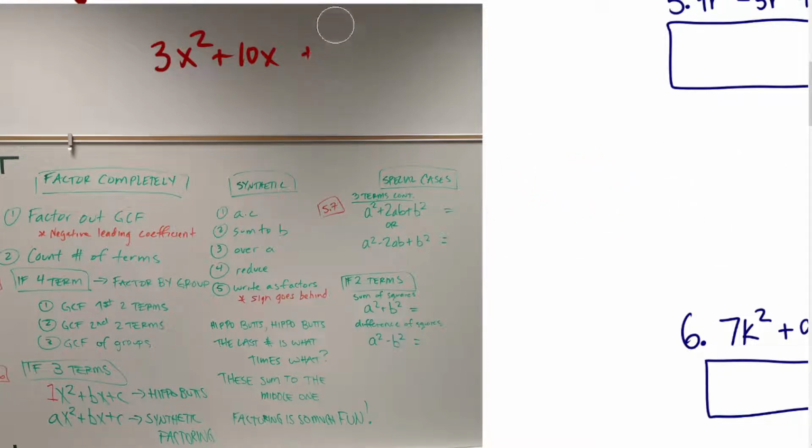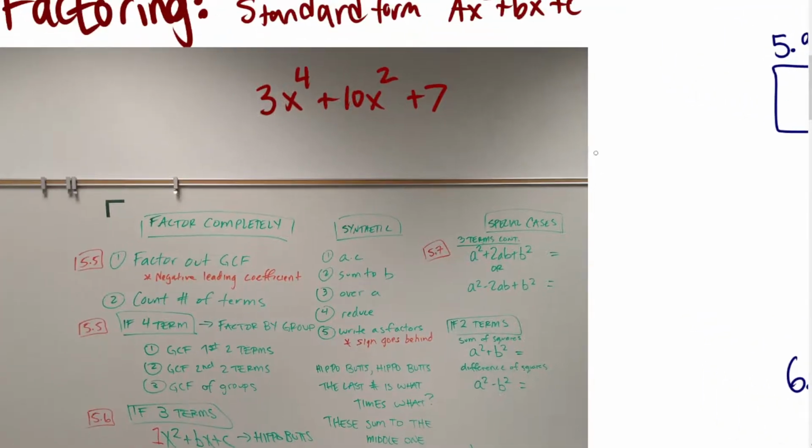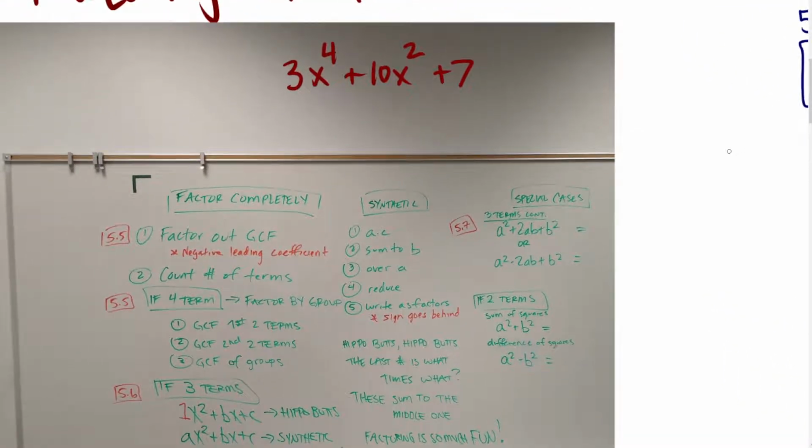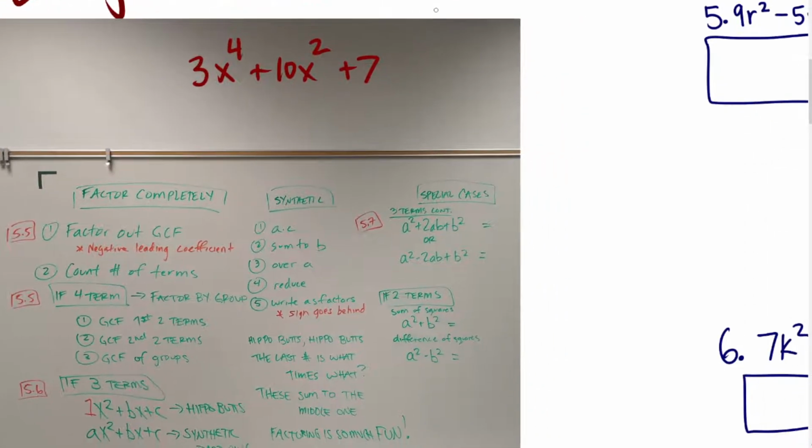Now, what happens if you have something like 3x to the 4th plus 10x squared plus 7? Again, there's no GCF here. But if it's something like this, where you can multiply x squared, you basically want to worry about the degree of the middle term, your b term. We would do the same thing, where we take our 3 times 7, 21, and we get our 3 and our 7, and you'd still do the exact same thing.